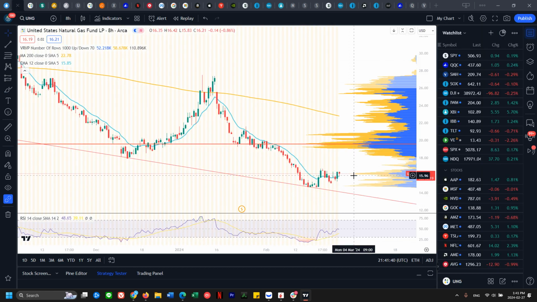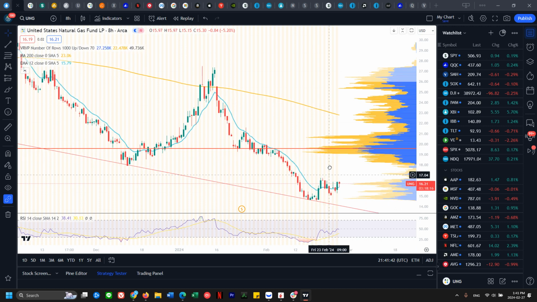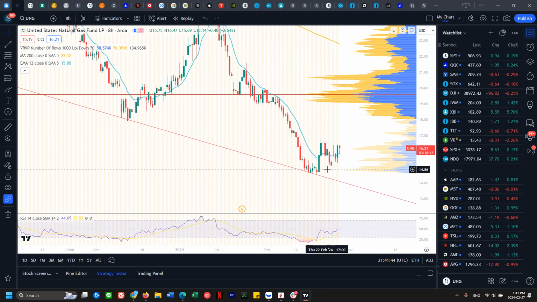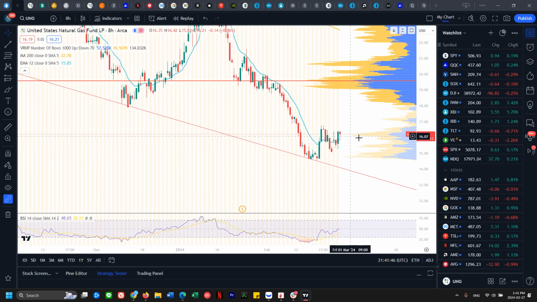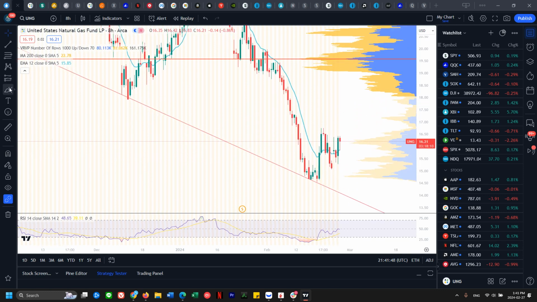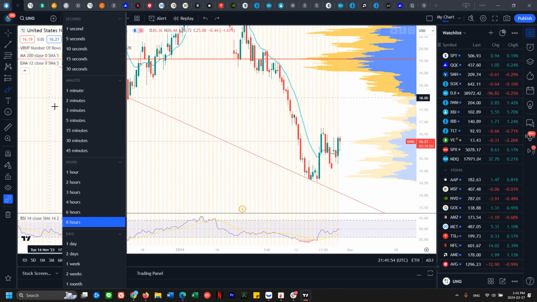All right, let's take a look at UNG for natural gas. A little bit similar. You can see this tightening up as well after the initial move. This is the 8-hour time frame. You can see that tiny range coming as well. We'll see if that can shape up.